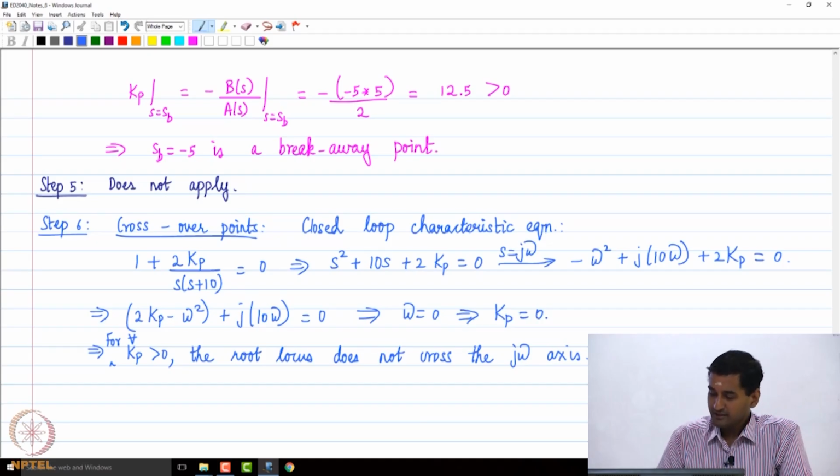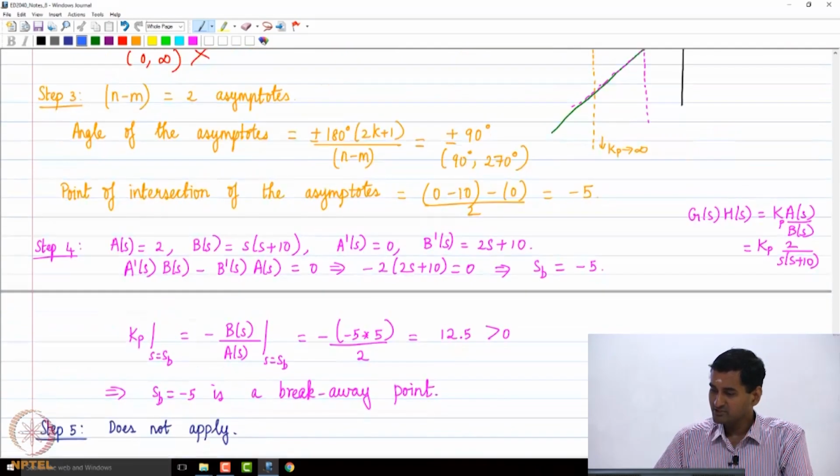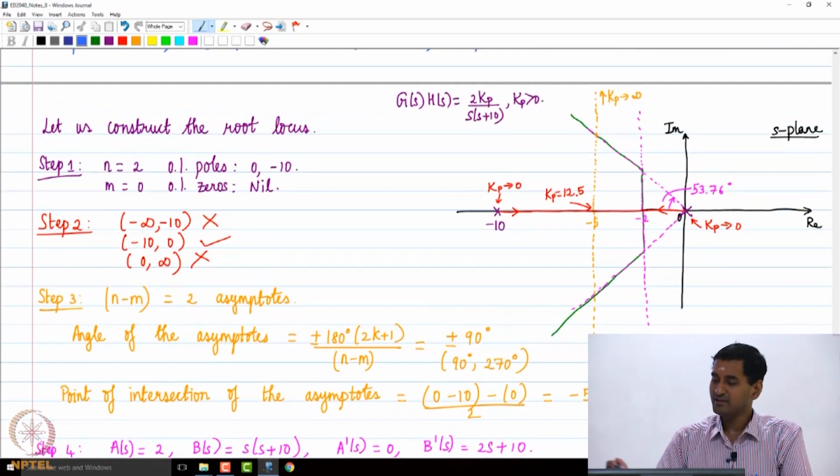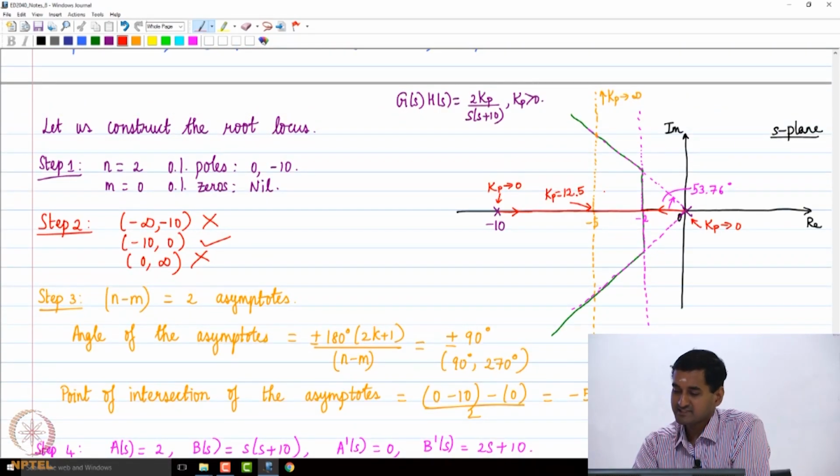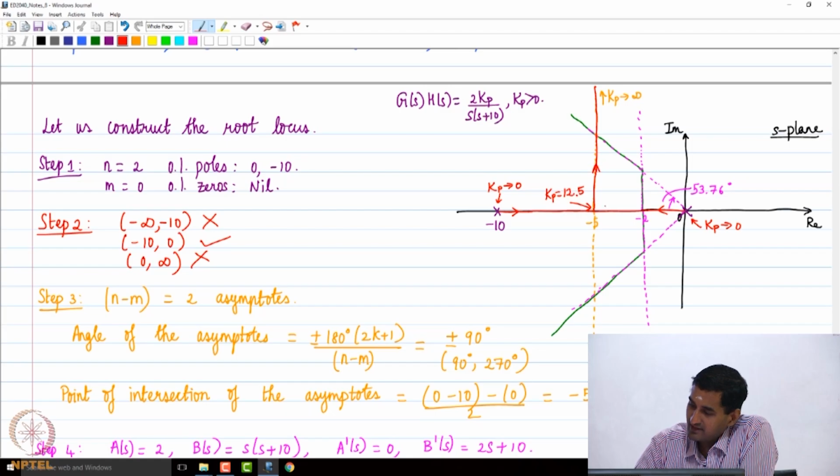Right. Okay, so let's go back and complete the root locus. What is going to happen is that we are going to have 2 branches, one starting from -10, one starting from 0. They break away at -5 and then they just go to infinity along the asymptotes. Okay, so that's what is going to happen.